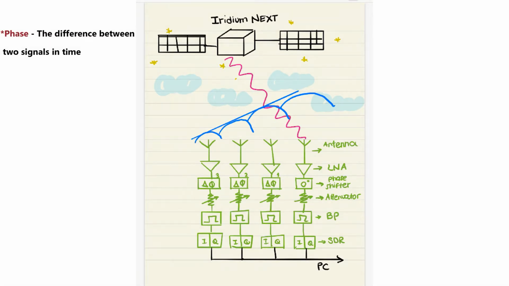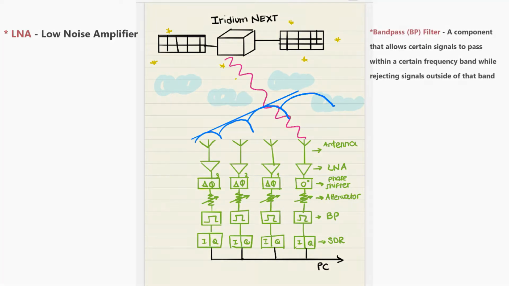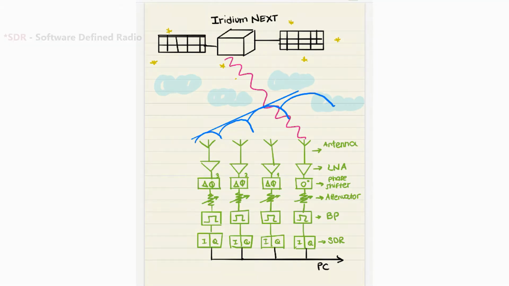First, the signals will be received by the antennas and then pass through a low noise amplifier. After that, the signals will enter a bandpass filter to reject frequencies outside of our desired band. Finally, they will be input to our software-defined radios to be recorded and then phase shifted with our algorithm to achieve a better signal-to-noise ratio.